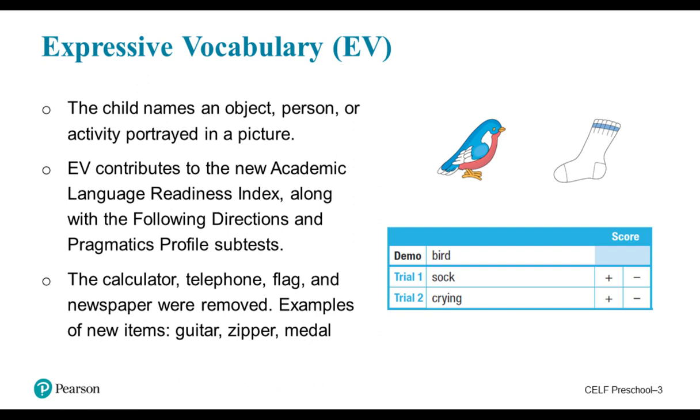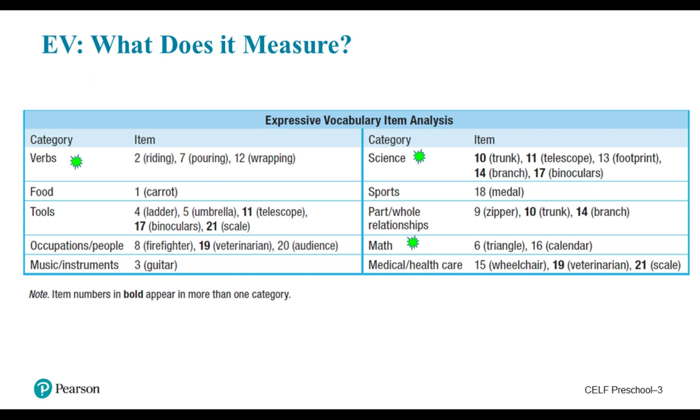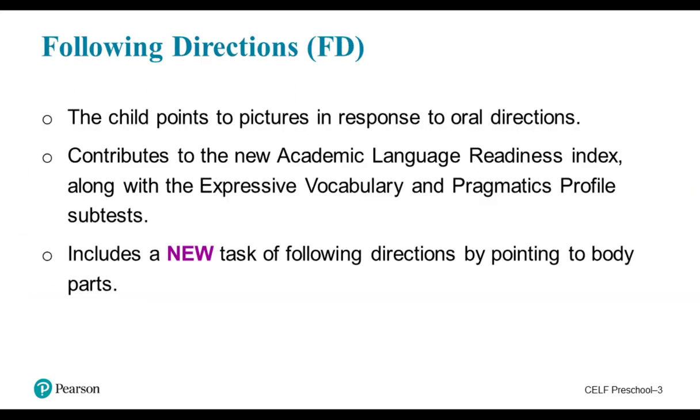An example item is, look at this picture. This is a bird. Look at this picture. What is this? The expressive vocabulary subtest targets words in semantic categories that reflect typical language experiences of children ages 3 to 6. The items measured include verbs and semantic categories like science and math. The CELF Preschool focuses on those connections between language functioning and academic curriculum to bridge the gap and aid in proper educational programming.